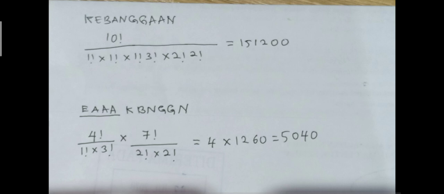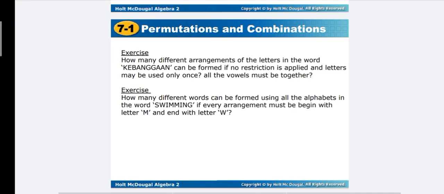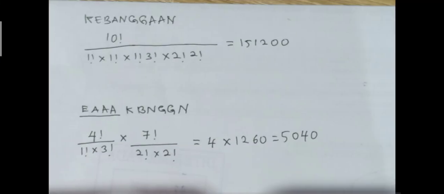So we calculate, you need to calculate this. Last kali akan dapat 151200. So yang ni sama macam the previous example, no restriction. Okay, yang kedua soalan dia tanya, if all the vowels must be together. Vowel mesti bersama. So vowel adalah E, A. So ada 4. Vowel mesti bersama. So sebab tu saya buat kat sini E, A mesti bersama.